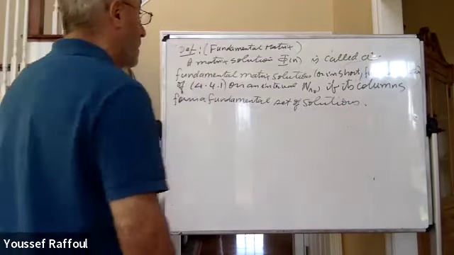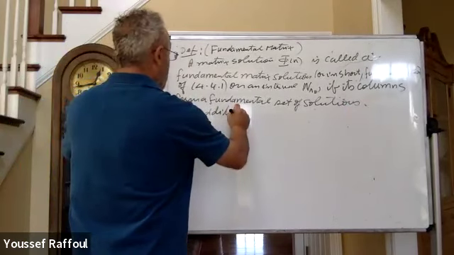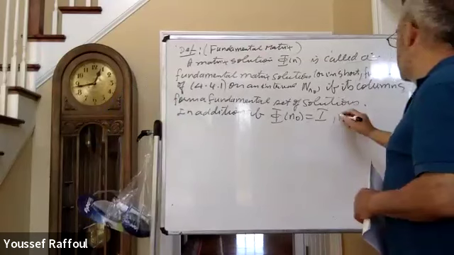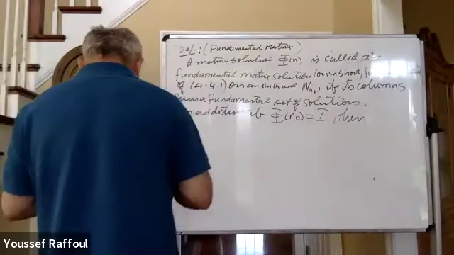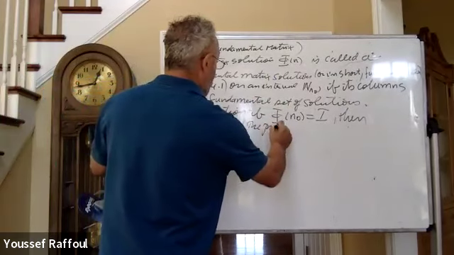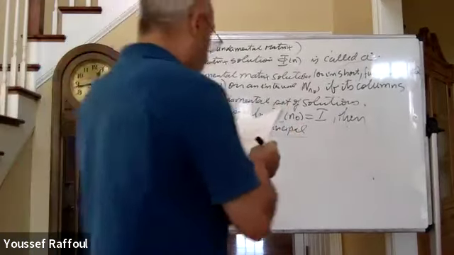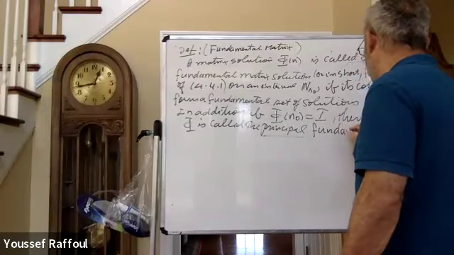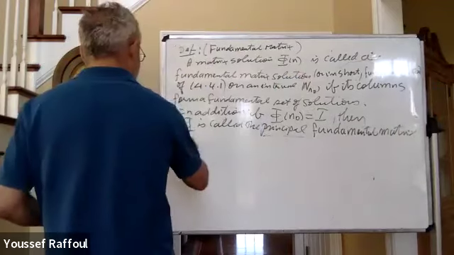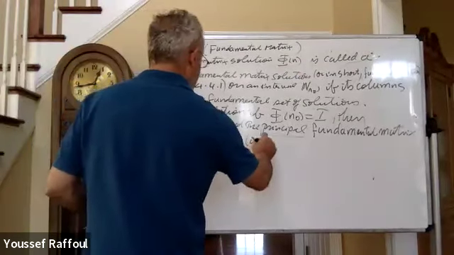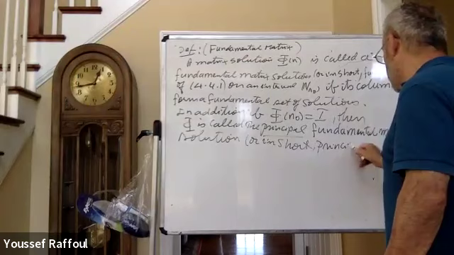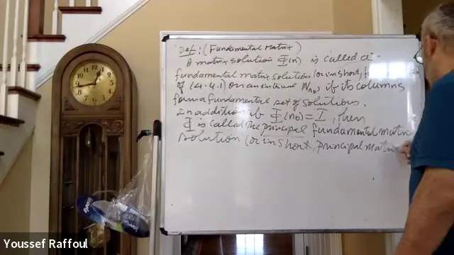Okay. In addition, if phi of n naught equals I, then phi is called the principal fundamental matrix solution, or in short, principal matrix.